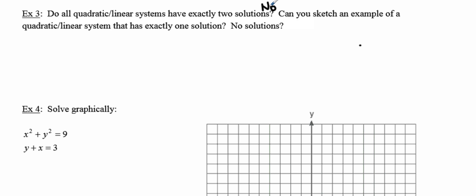Can you sketch an example of a quadratic linear system that has exactly 1 solution? Well, again, we saw one down at the bottom of the preceding page. So I guess the question would be, can you draw one that has no solution at all? And I'm going to leave that question kind of open-ended, and we can talk about that the next time that you come to class.